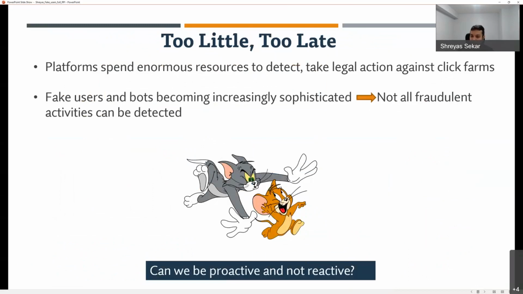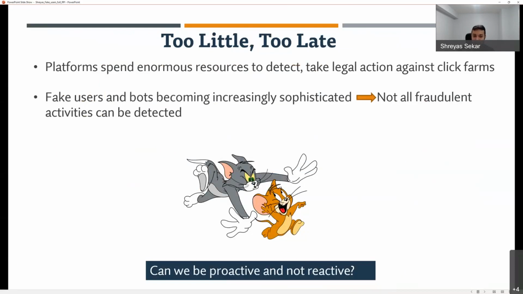Hiring 8,000 people is no joke to take legal action against these click farms. Now, for those of you who've been following the Facebook bad news recently, you will also notice that they hired thousands and thousands of people to detect fake news as well. So this is not just something that's related to Amazon.